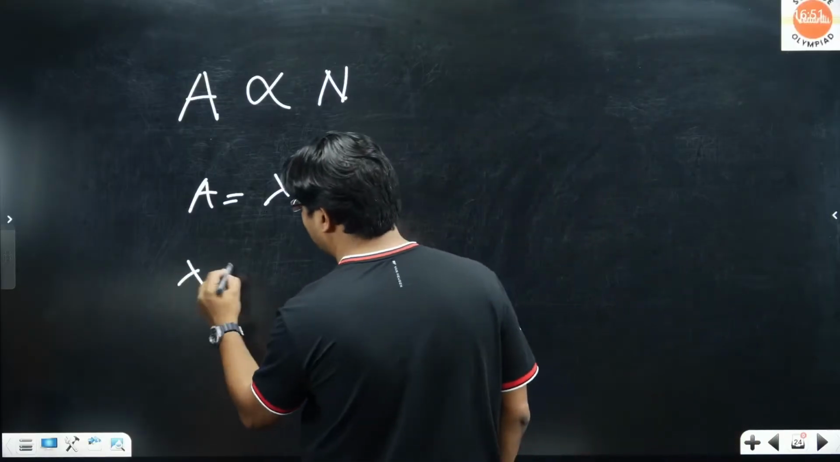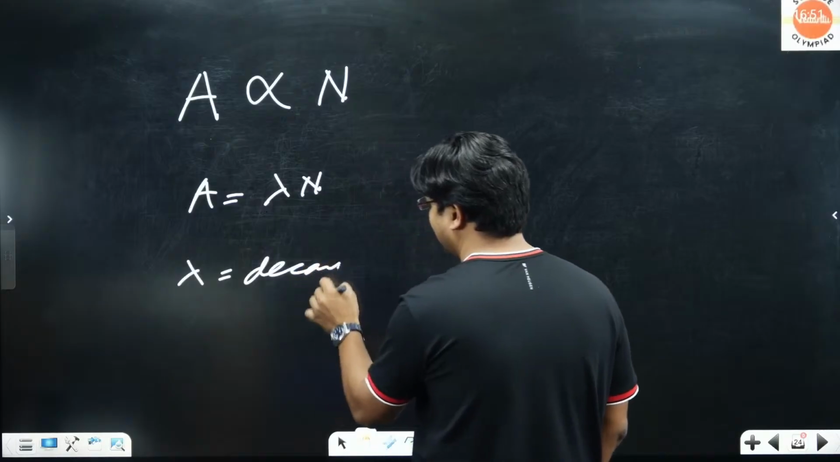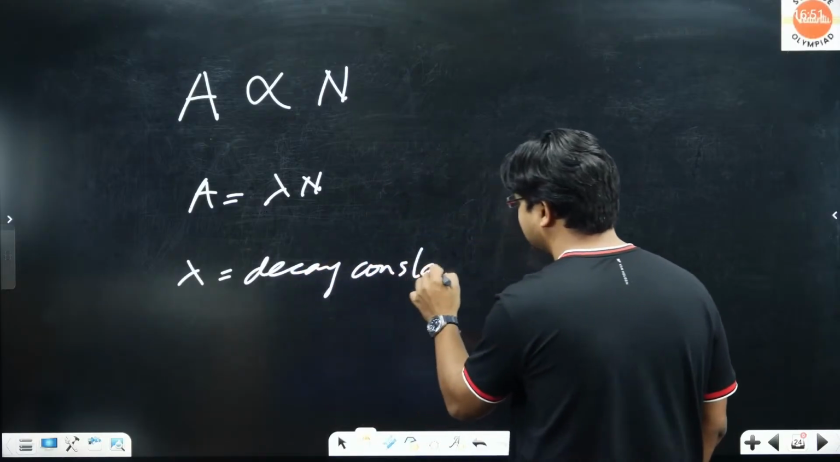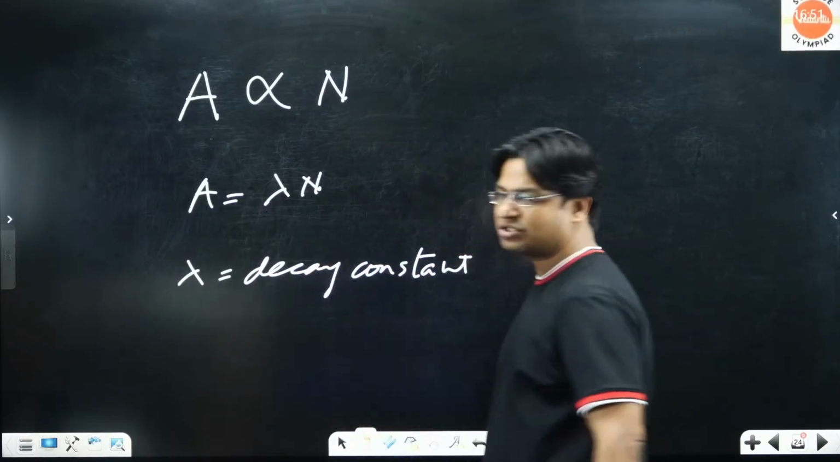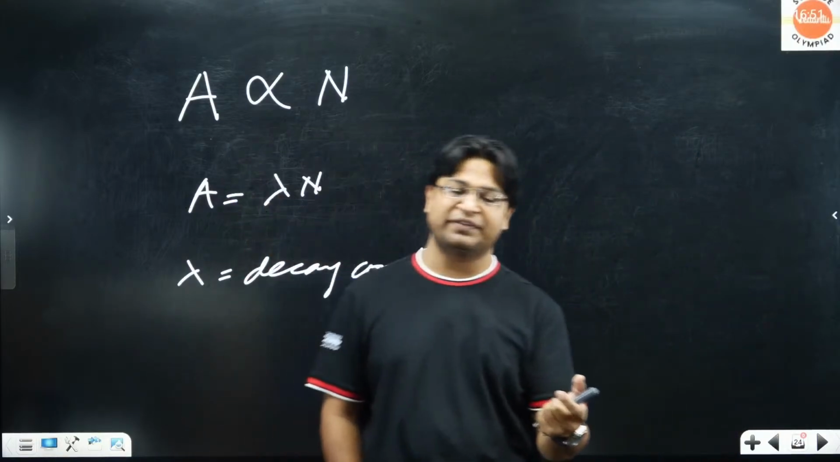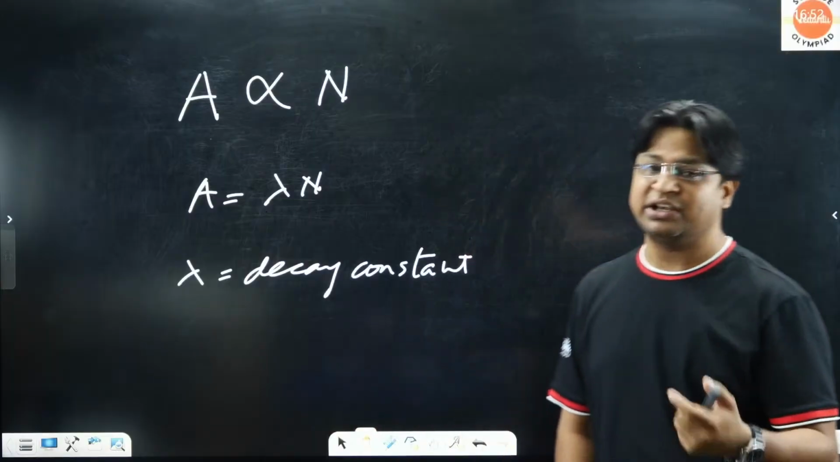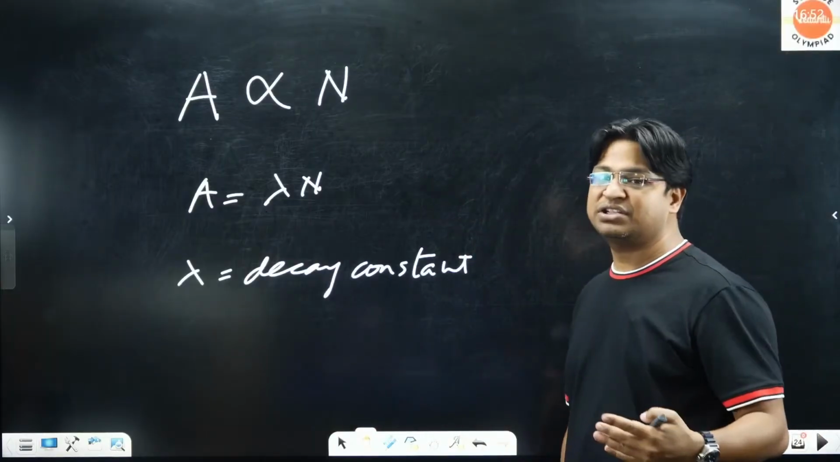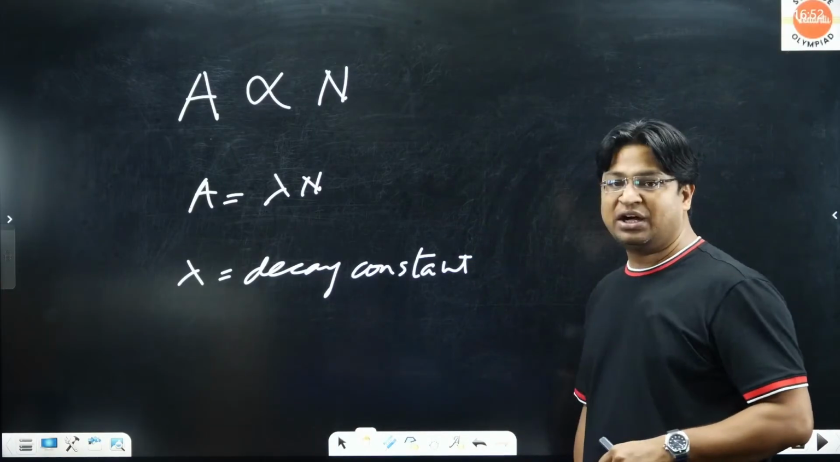Here lambda is called the decay constant, and it is a characteristic property of the nucleus. So for example, for carbon 14 it would be something different. For uranium 235 it would be different. Uranium 239 it would be different. So it is a characteristic property of the nucleus.